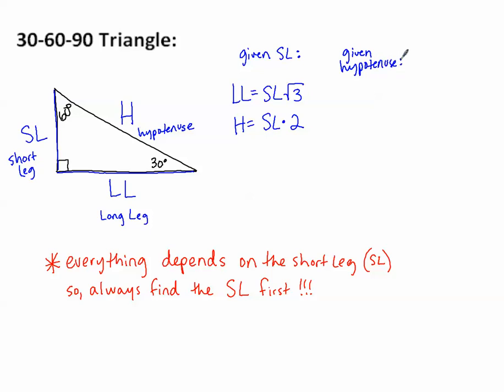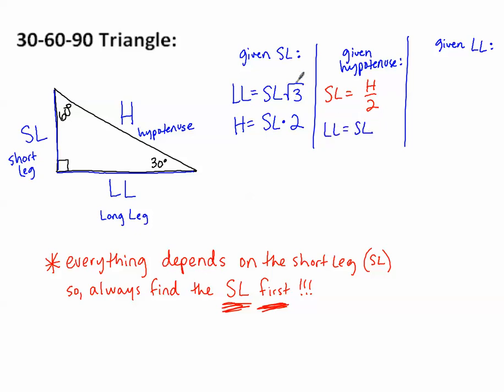Okay, we're going to do 3 scenarios: given the short leg, given the hypotenuse, and then finally we'll talk about what happens when you're given the long leg. So given the hypotenuse, you always remember, always want the short leg first. The hypotenuse is short leg times 2, so the short leg is hypotenuse divided by 2. Then we can find the long leg the same way we did here. The long leg is whatever we got for the short leg times the square root of 3.